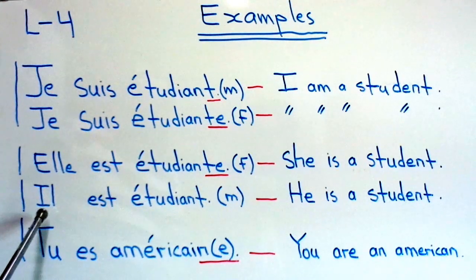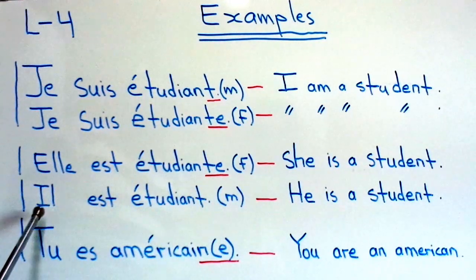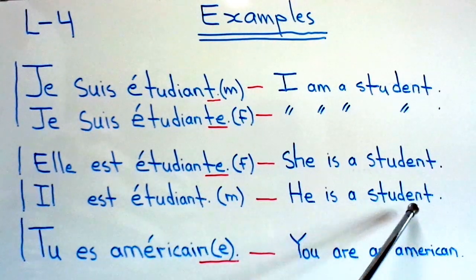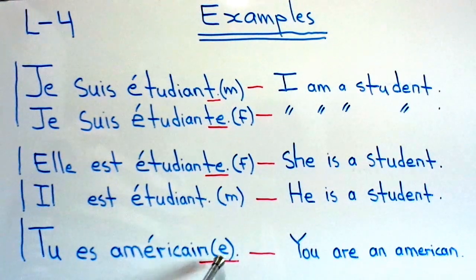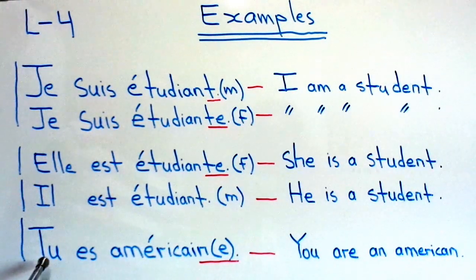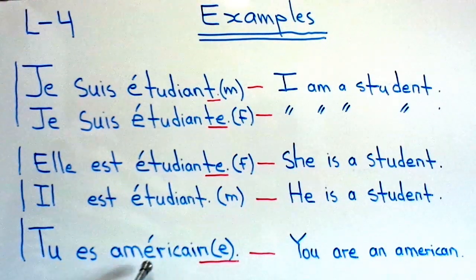If the subject is a male, in this case, il est étudiant, you don't add an E, you pronounce il est étudiant. You don't pronounce the last consonant. He is a student. She is a student. Tu es américain. So in this case, you are an American. If this tu is a male, you don't add an E. If this tu is a female, you add an E to make this noun or adjective agree, make its ending agree with the subject.